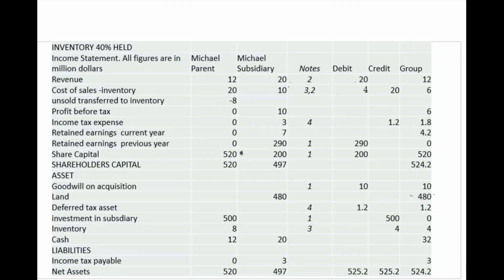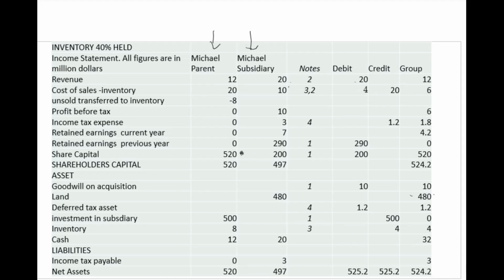Let's now include the consolidation journal entries in the worksheet. In the consolidation worksheet, we have the Michael parent and the Michael subsidiary financial statements as at 30th June 20x1. We can see for the Michael parent, the 520 million of share capital.